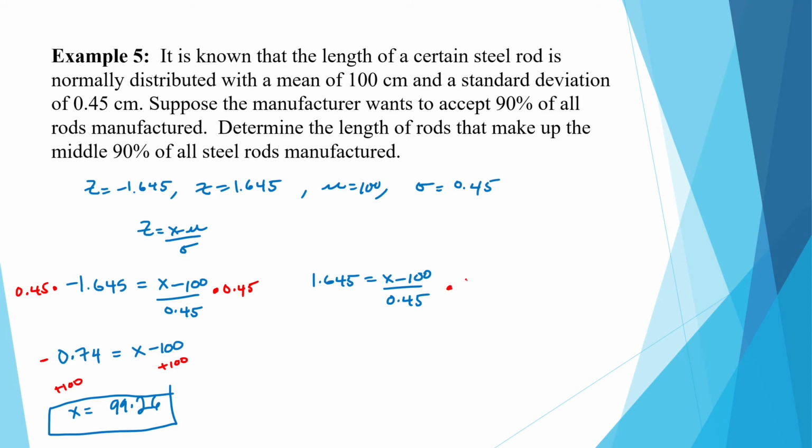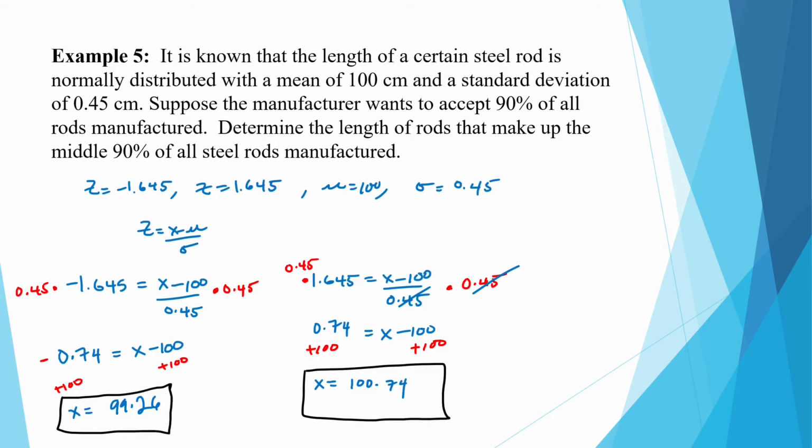Let's multiply both sides by 0.45 again, and this gives us positive 0.74 is equal to x minus 100. Let's add 100 to both sides, and x is now equal to 100.74. This means the middle 90% of all steel rod manufacturers are going to be from 99.26 centimeters up to 100.74 centimeters. 90% of the steel rods are going to be within this range.